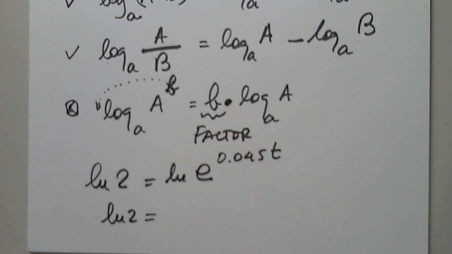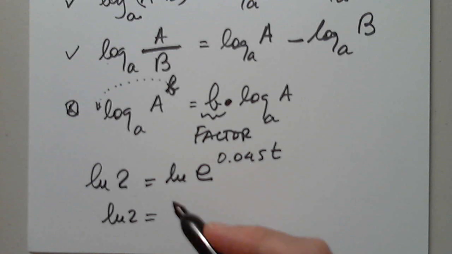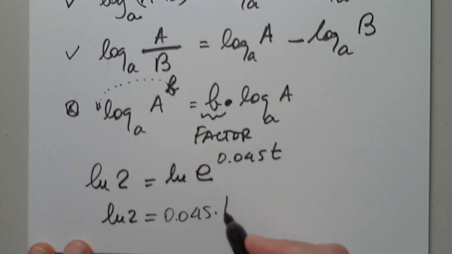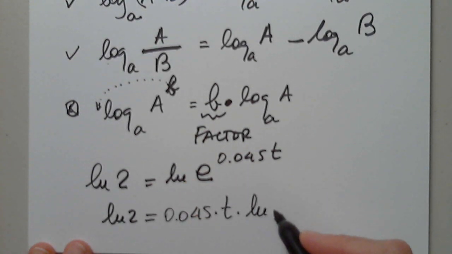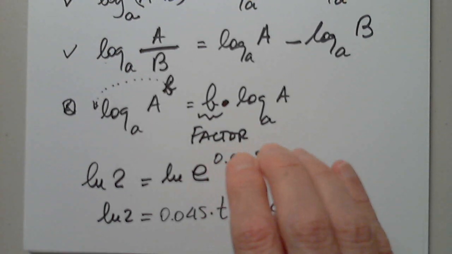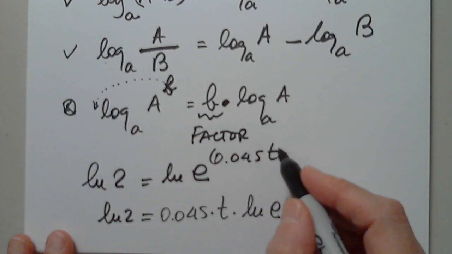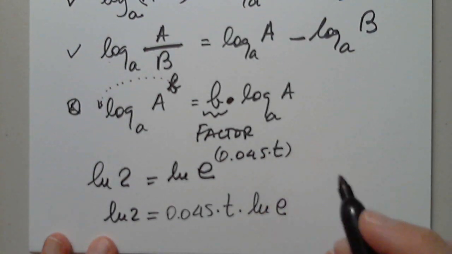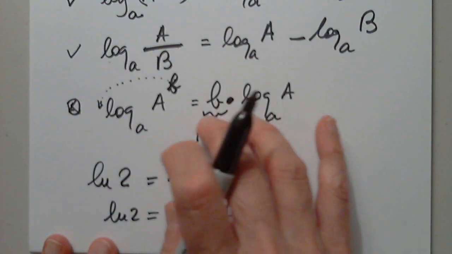So I'm using this property. Is it 0.045? Exactly. 0.045 times t times natural log e. Because you break everything down, not just this is the power, the whole thing. The power is this. If you want to put parentheses to see it, that's fine. It's multiplied. I cannot separate them. So this goes in front.